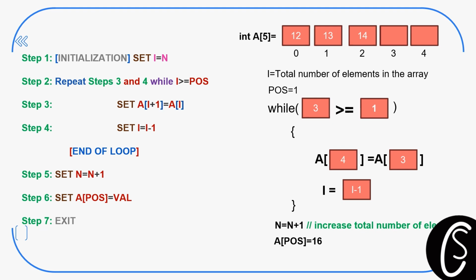Step 5. Once the while loop ends, increase the total number of elements present in the array by 1 as a new element has been added. Step 6. Place the new element at the target position specified by the variable POS. Step 7. Terminate the program at this step. Please refer to the graphical representation to explore the concept of inserting element in the middle of an array.